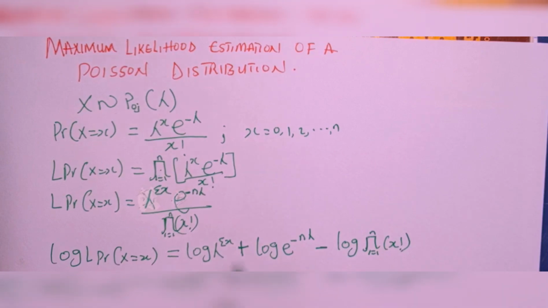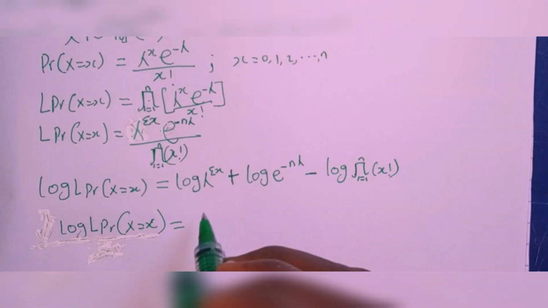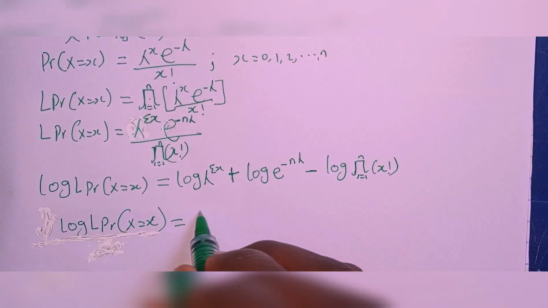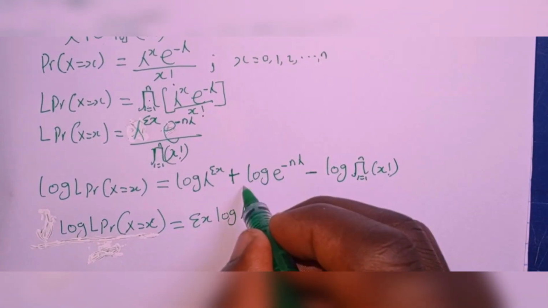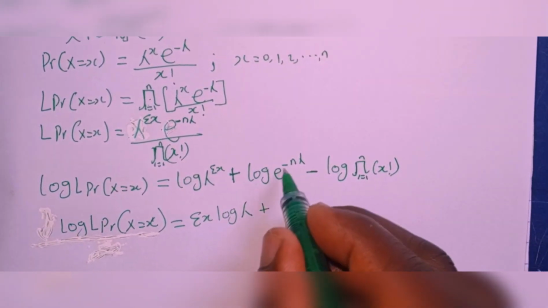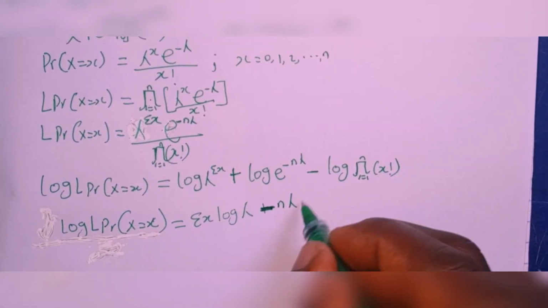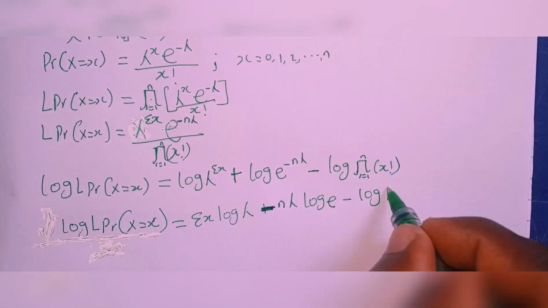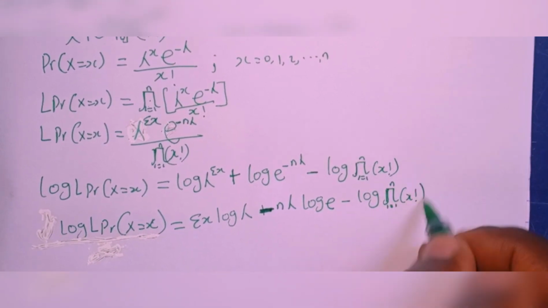So the next thing we're going to do is to simplify this. So log of L, probability of X equals x, is the same as what? According to the power law of logarithm, this power is going to come back to multiply the log. We're going to have the summation of x log lambda, plus also this power is going to come to multiply log e. And this is negative, so this is going to change to minus n lambda log e, then minus the log of the product, as i goes from 1 to n, of x factorial.